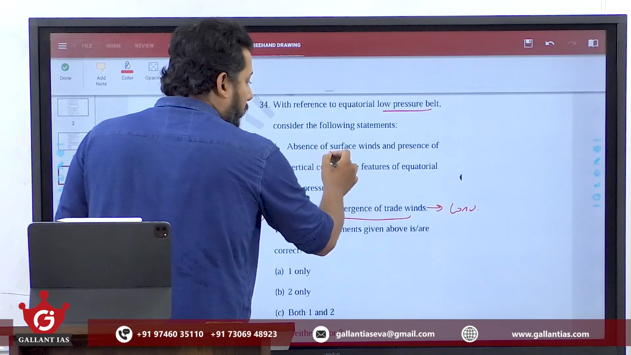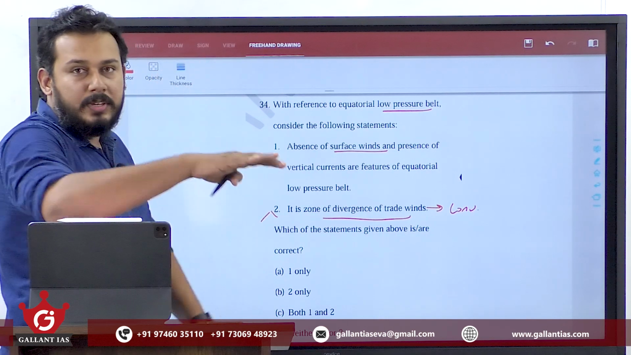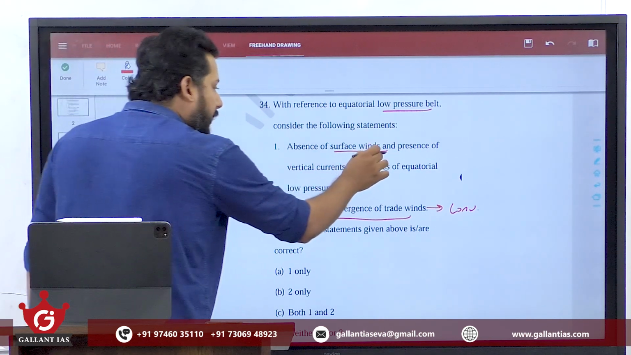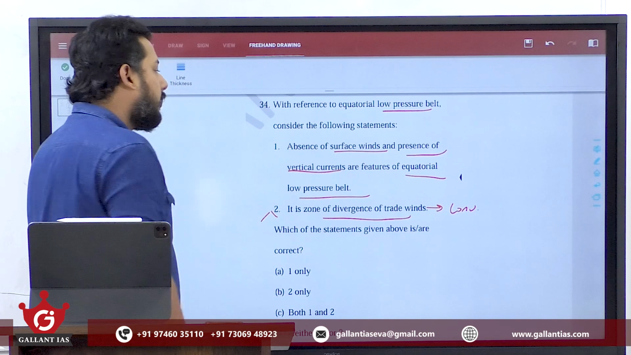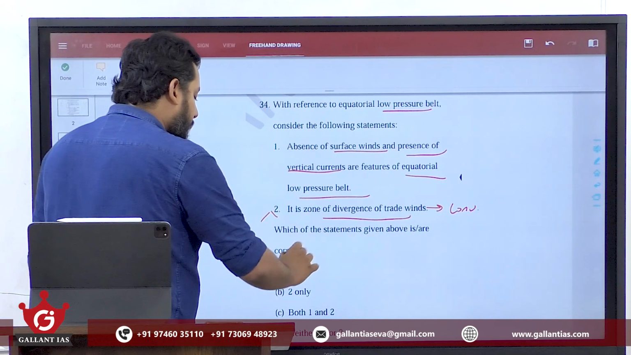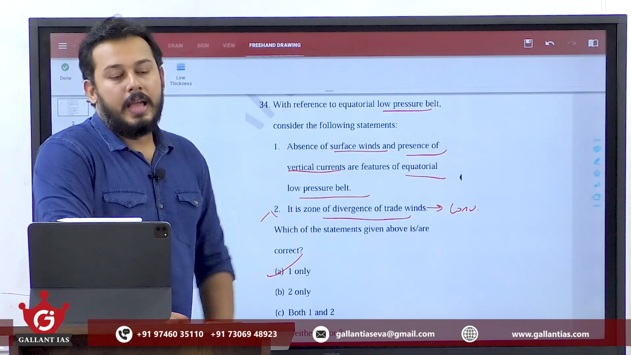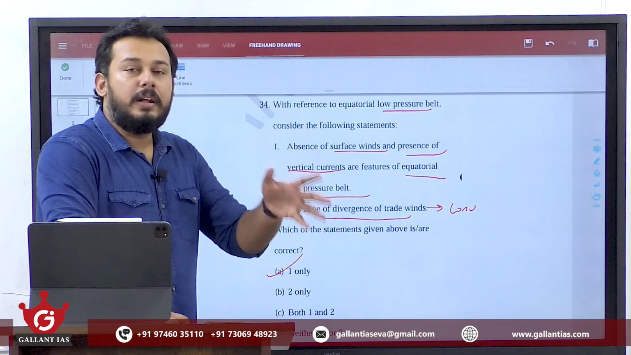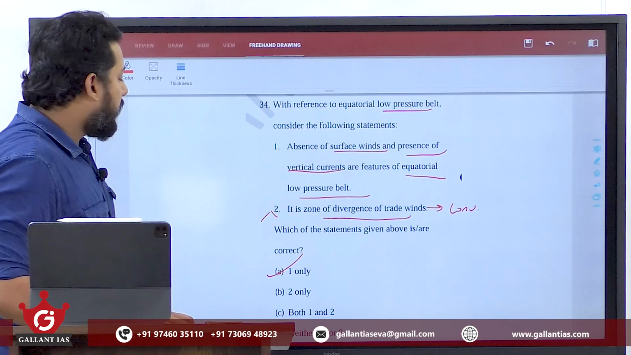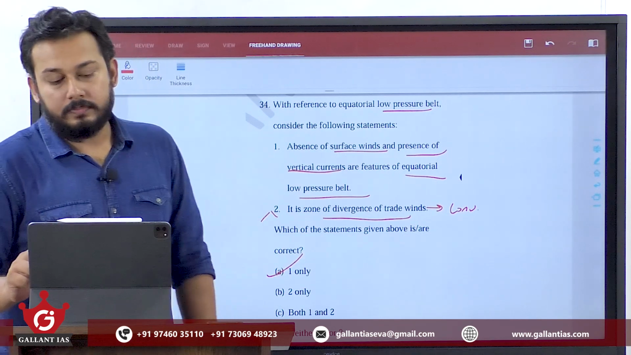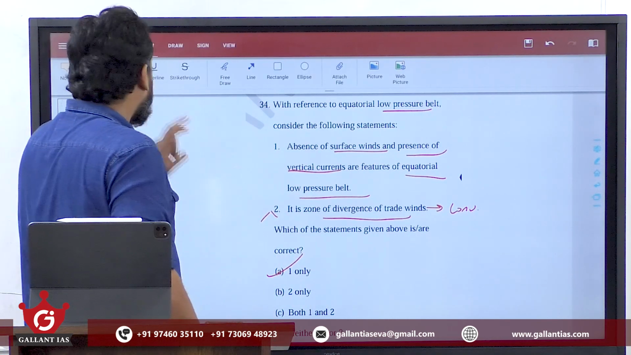So the first statement says absence of surface winds. Yes, we don't have any surface winds because the air is rising. We have the vertical movement of air, no horizontal wind. Presence of vertical currents: yes, vertical currents are there. These are features of the equatorial low pressure belt. So, the first statement is right. The second statement is wrong. There won't be any surface winds; there will be vertical movement of air. And along the equatorial low pressure belt, we have the convergence of wind, not the divergence of trade winds. That makes the second statement wrong. So, the answer here is A, 1 only. Moving on to the next question.